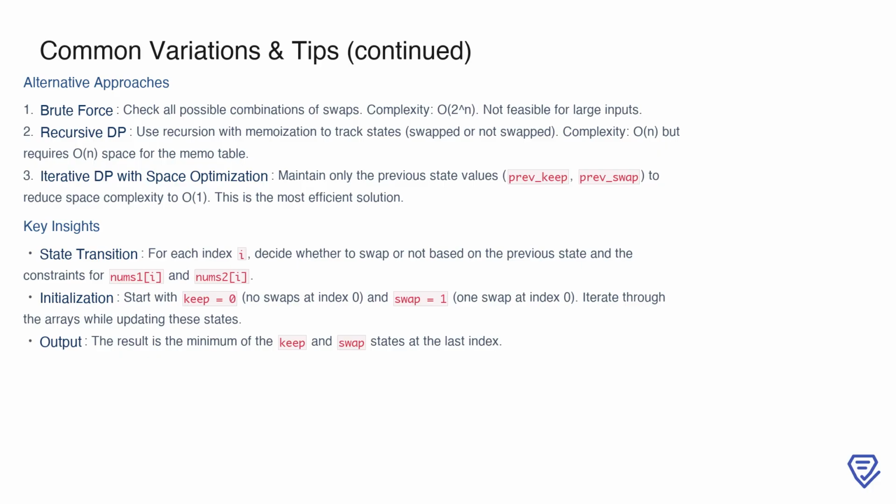The key insight is the state transition. At each index, you decide whether to swap or not based on the previous state and whether the constraints for nums1[i] and nums2[i] are satisfied. The initialization is straightforward. Start with keep set to 0, indicating no swaps at index 0, and swap set to 1, indicating one swap at index 0. From there, iterate through the sequences, updating these states based on the conditions. Finally, the result is simply the minimum of the keep and swap states at the last index.